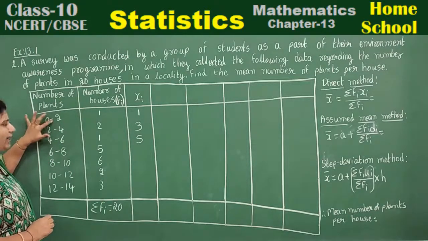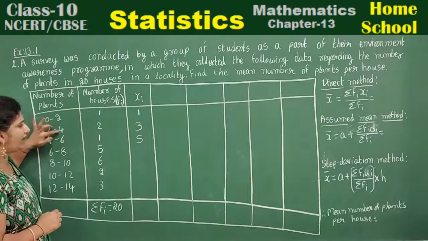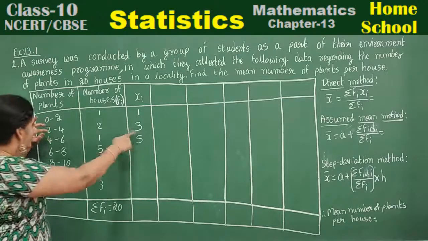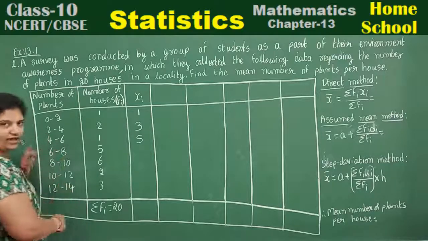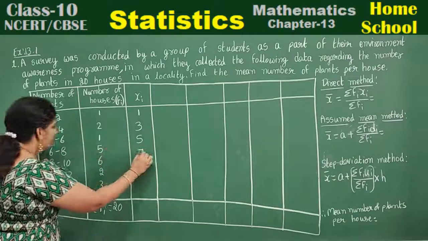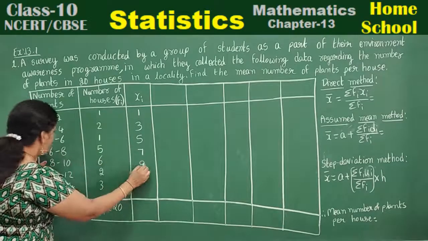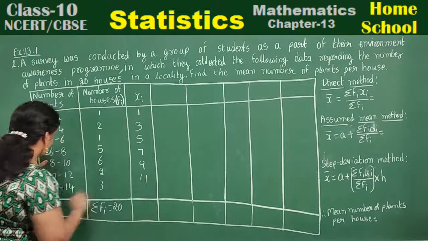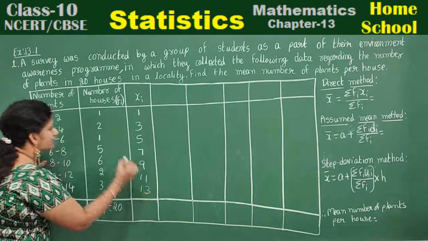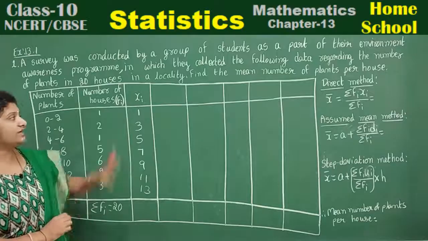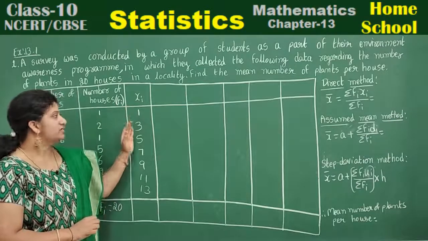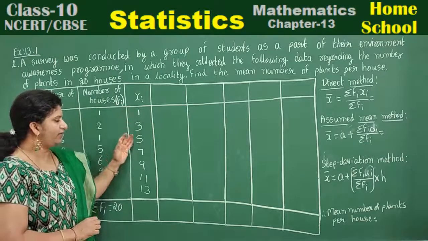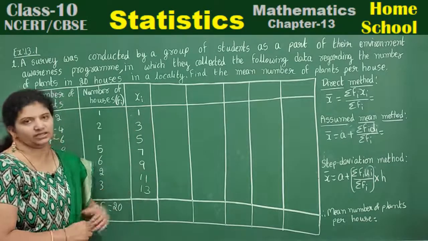See here how we are getting the middle number. 0 and 2, middle number is 1. 2 and 4, middle number is 3. 4 and 6, middle number is 5. So directly we can write this. The next numbers will be 7, 9, 11 and here 13. These are called scores, you can say: 1, 3, 5, 7, 9, 11, 13.